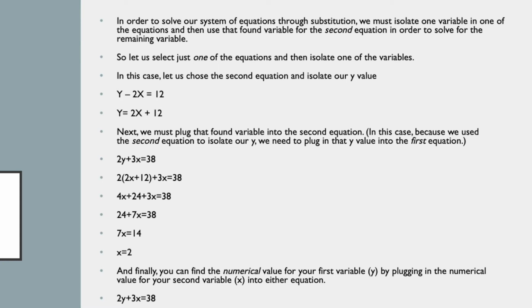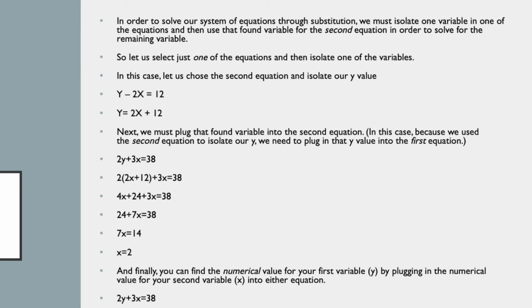2y plus 3x equals 38. We're going to add our y value that we received for that equation into our y variable, giving us 2 times 2x plus 12 plus 3x equals 38. We're going to be multiplying, and it's going to give us an answer: 4x plus 24 plus 3x equals 38. 24 plus 7x equals 38.